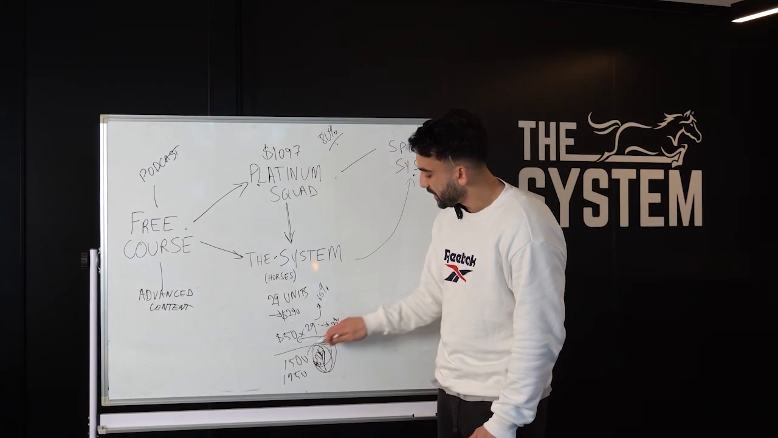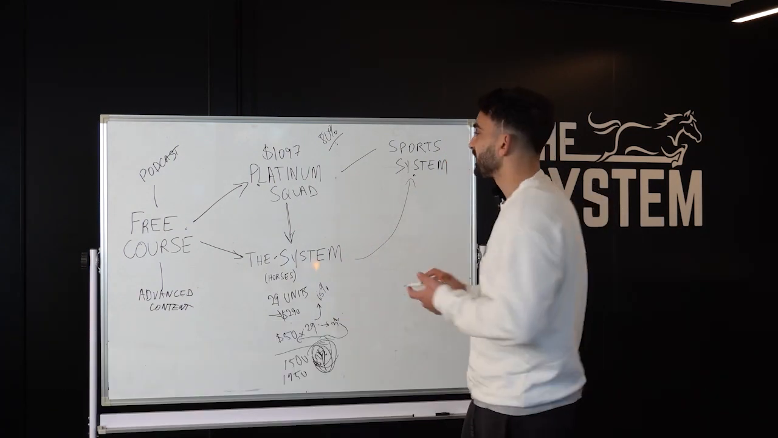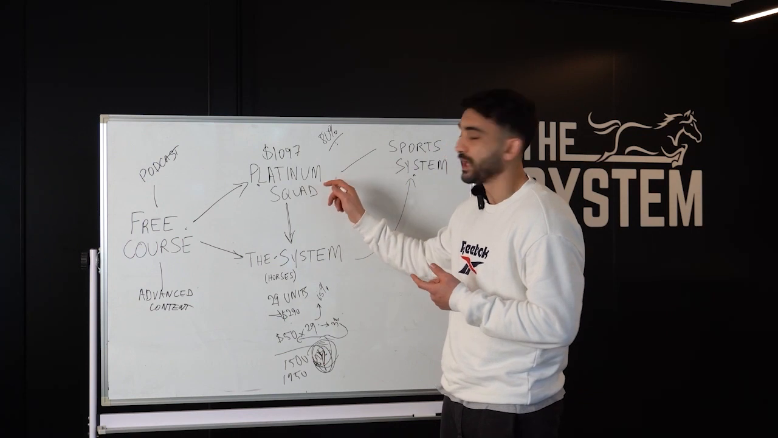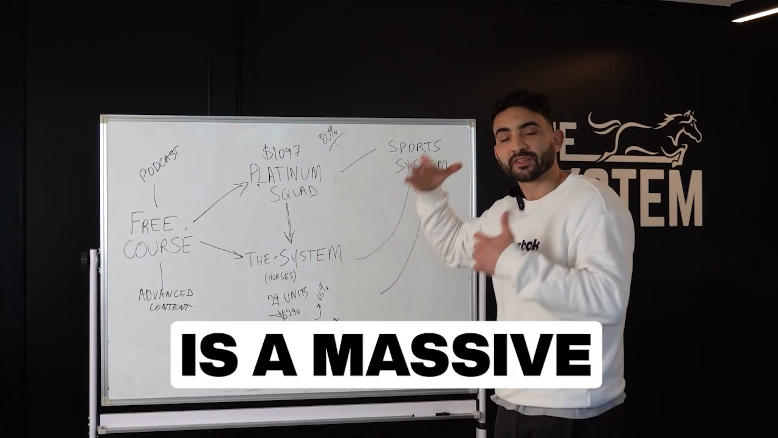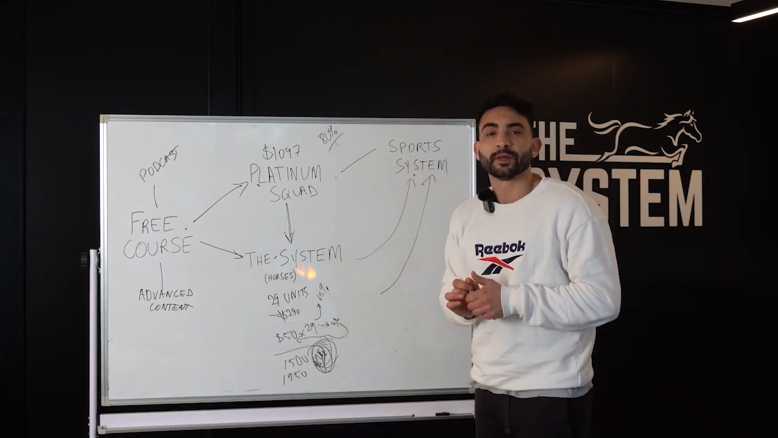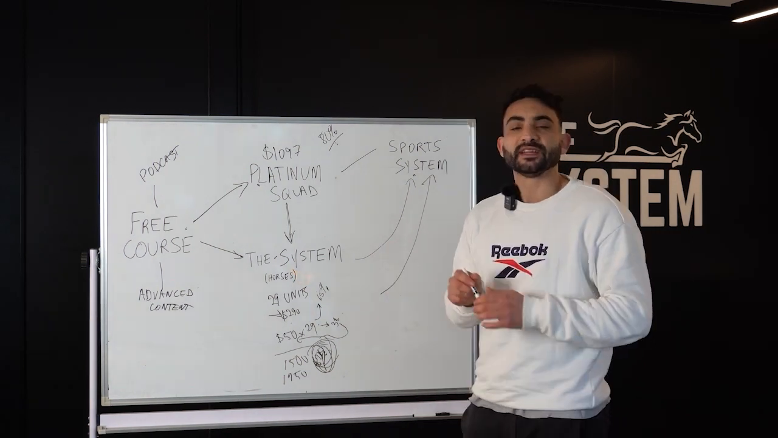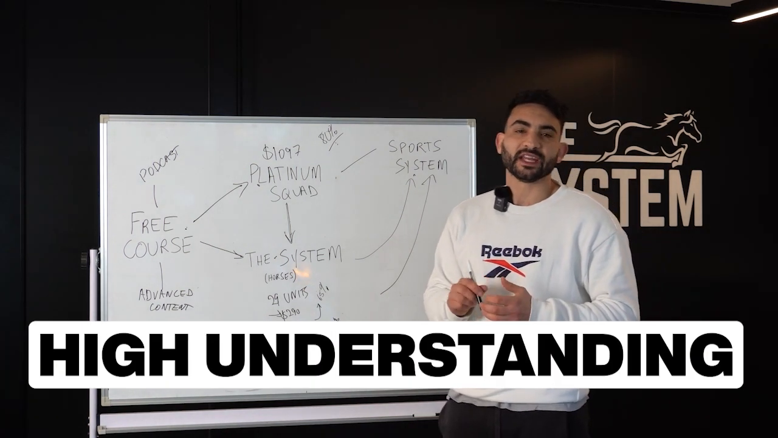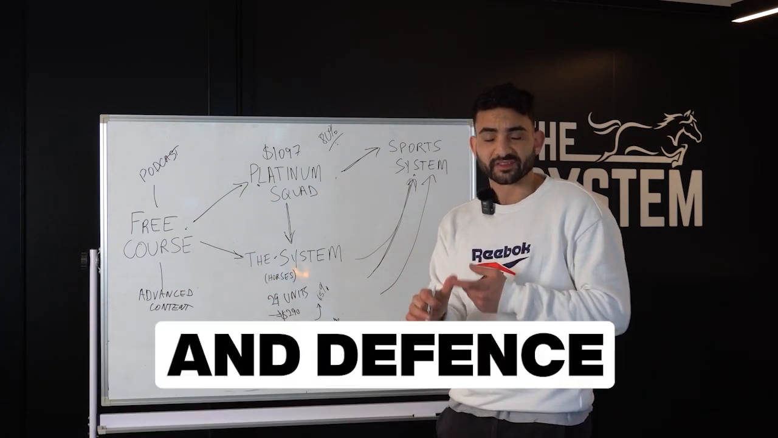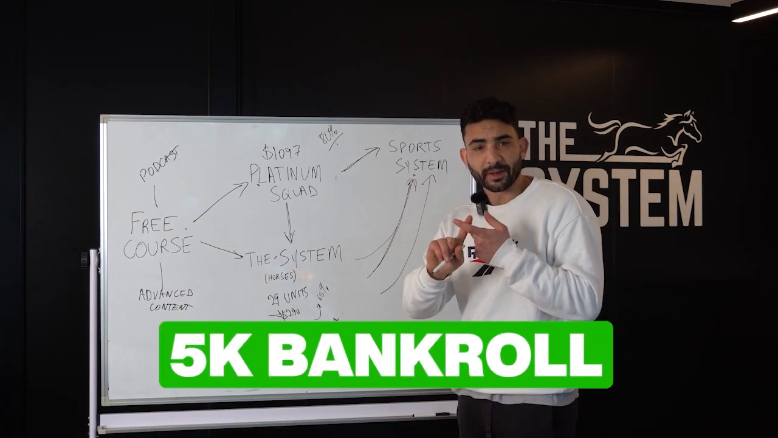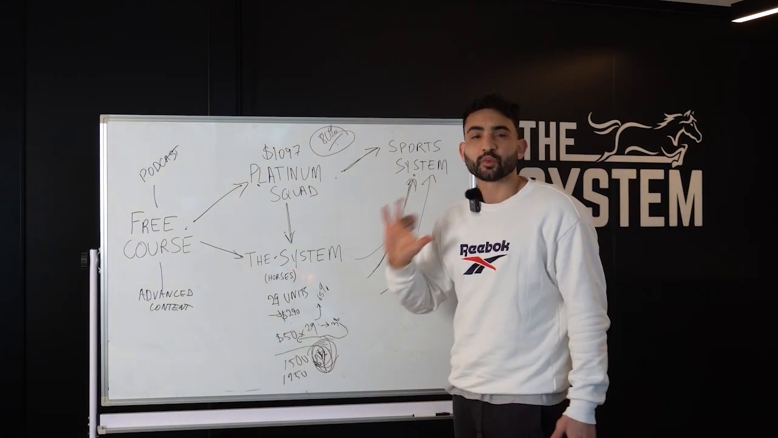$2,000 profit a month can come from just the system. That doesn't include redeposit offers. It doesn't include all the other methods that you can do with the Platinum Squad. It doesn't include the sports system. The sports system is a massively advanced product for Platinum Squad members centered around sports. The reason why it's so advanced is because it is assumed that you have a high understanding of Betfair turnover. It is assumed that you have elite sustainability in defense. It is assumed you have at least 5K bankroll. It is assumed you can turn bonuses over at an average of 80%. That is what you need to understand.